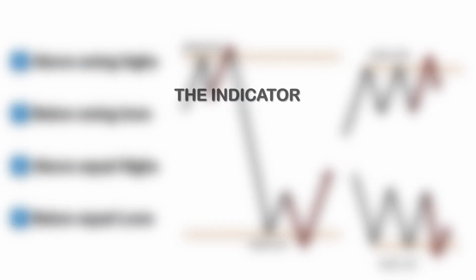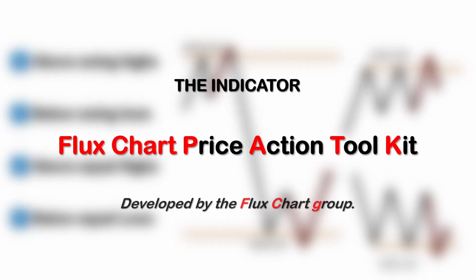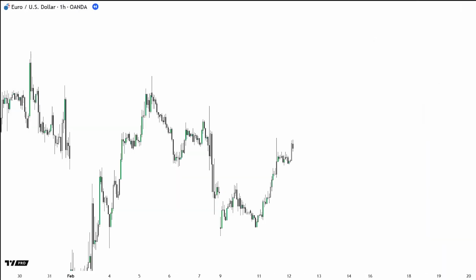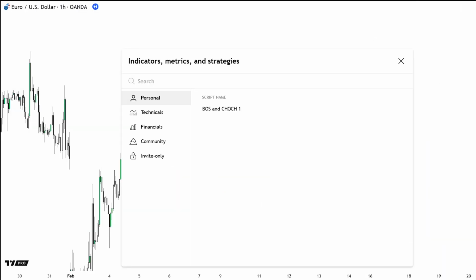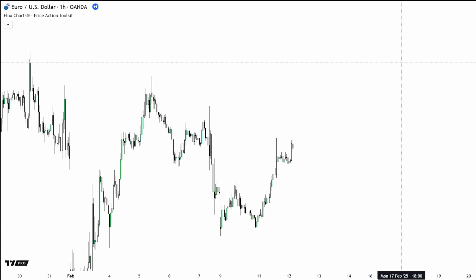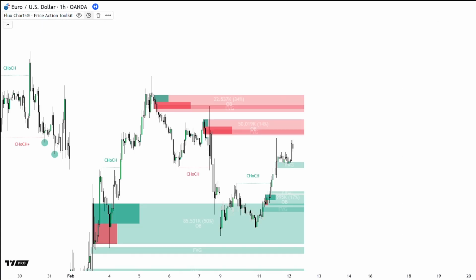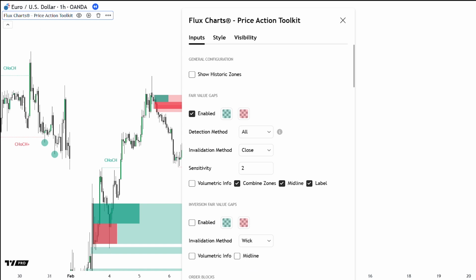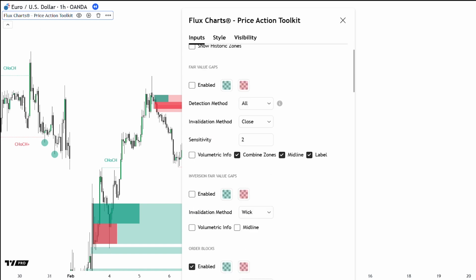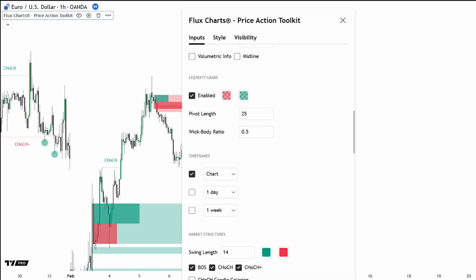The Flux Chart Price Action Toolkit, developed by the Flux Chart Group, manages all of these for us. To use it, just open a chart on your TradingView and press the slash on your keyboard. In the Indicators section, search for Flux Chart Price Action Toolkit. Then click on it and it will launch the indicator on your chart. Open Settings. From here, you can adjust it based on your strategy. Turn concepts on or off, pick your favorite colors, and keep your chart clean and focused.